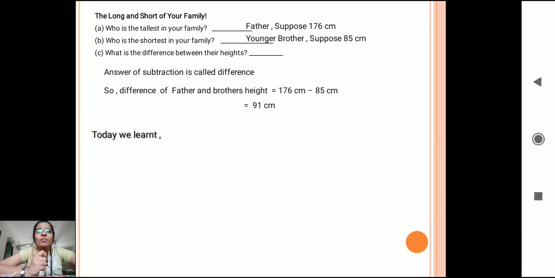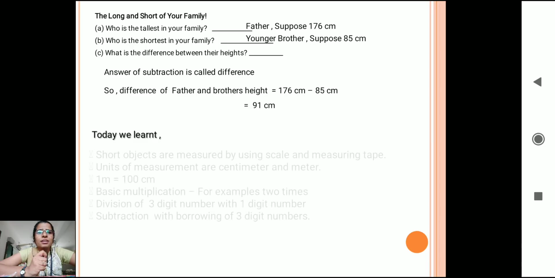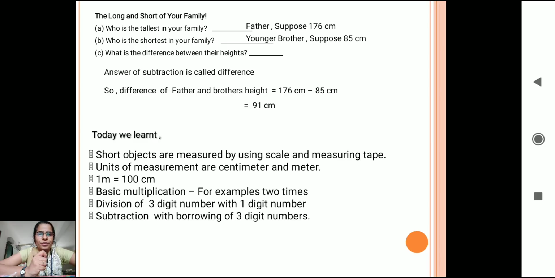Now let's recollect what all we have learned today. We learned that short objects are measured by using scale and measuring tape. Not only short objects, actually all objects by measuring tape. Nowadays we have spring tapes. We can measure the roads also. In the construction sites also they are used. The measuring tapes are of many types nowadays. So units of measurement are centimeter and meter, and 1 meter is equal to 100 centimeter.